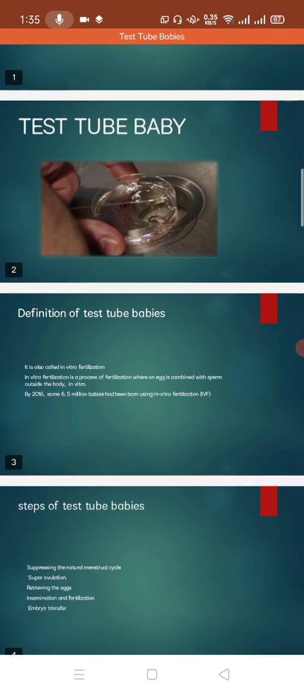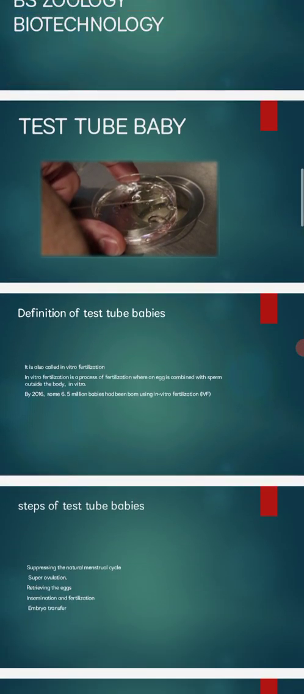What is the definition of test tube baby? It is also called in vitro fertilization. In vitro fertilization is a process of fertilization where an egg is combined with sperm outside the body, in vitro. By 2016, some 6.5 million babies had been born using in vitro fertilization.